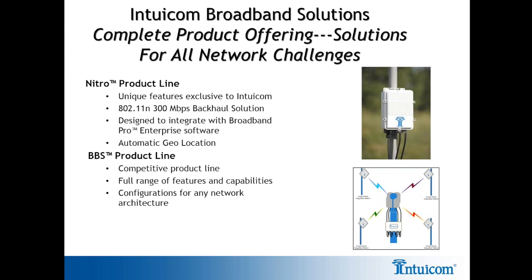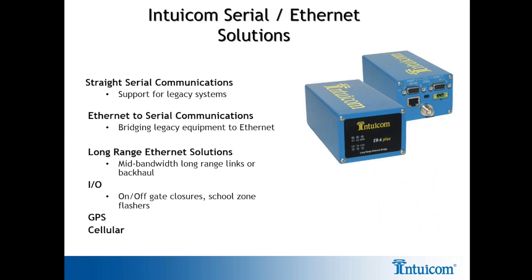Our BBS product line is our value line. It is totally compatible with the Nitro 58, and it also has a full range of features and capabilities. We manufacture in the 2.4 gigahertz, 4.9, and 5.8. Also in the 900 megahertz range, we have serial to Ethernet solutions like the EV6 Plus radio. It's a radio that you can see right now on the screen. And we also have serial radios only, like the Communicator 2 and contact closure radios.